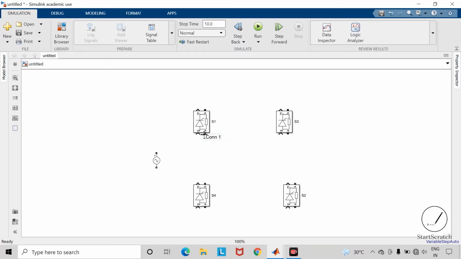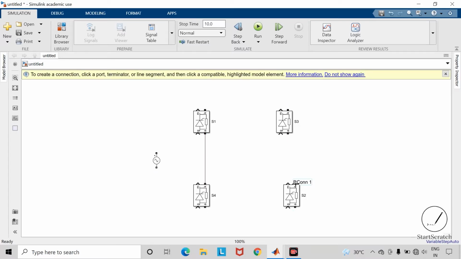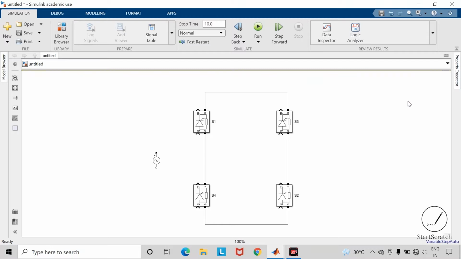Do the connections. Connect this anode to cathode. Cathode terminal of both the upper thyristor together and anode terminal of both the lower thyristors together. Now connect this AC voltage source to this bridge configuration.